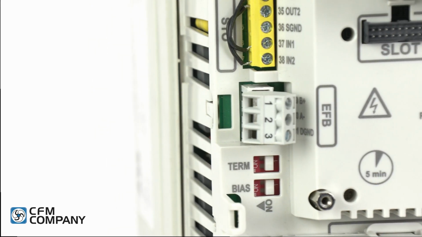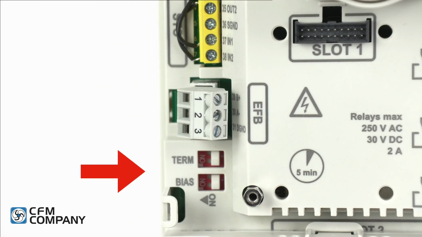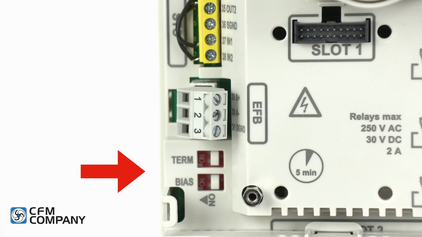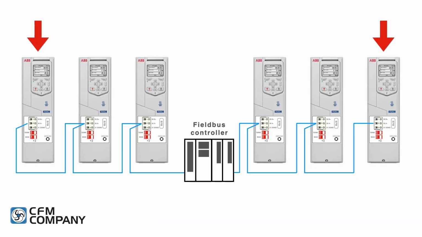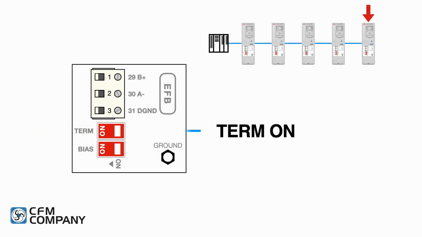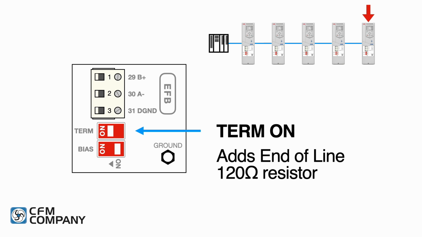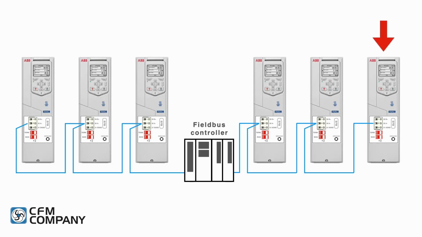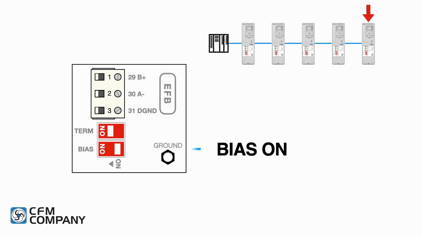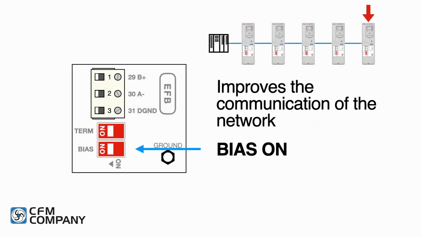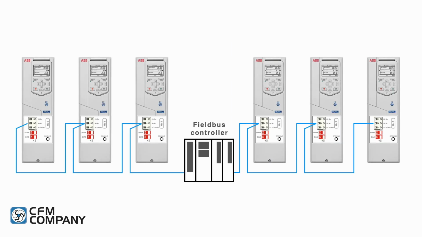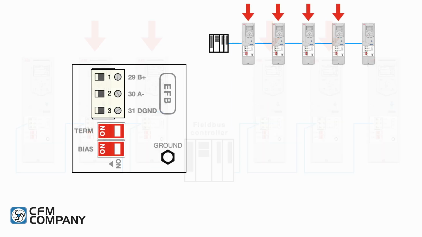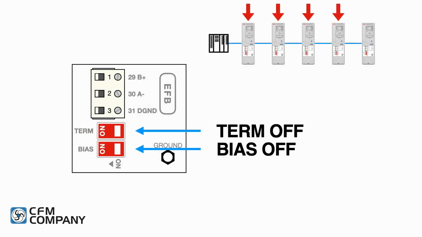The ACH580 includes both a termination switch and a bias switch below the EFB terminal. If the drive is at either end of the network, set the termination switch on. This adds an end-of-line 120 ohm resistor to the end of the network. One device, preferably at either end of the network, must have the bias switch on. The bias switch can help improve the communication of the network. If the drive is not at the end of the network, both the term and bias switches should be off.